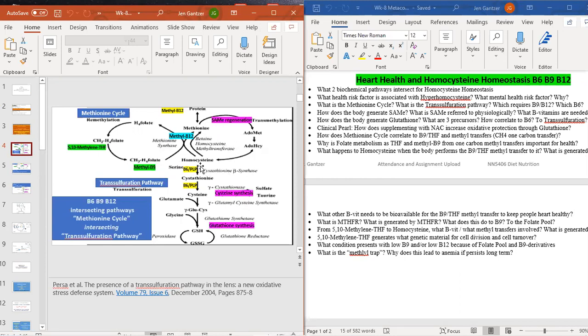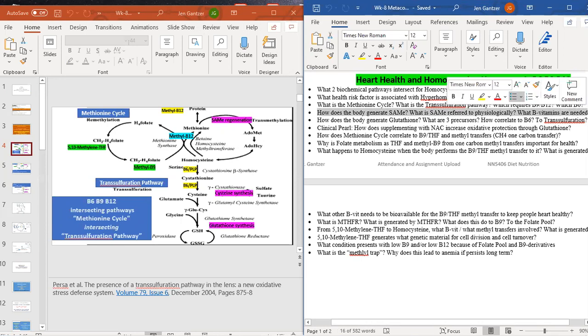However, in order for homocysteine to properly be metabolized in whatever direction our body needs it, we need B6 when we go down transsulfuration, and we need B9 and B12 when we go up into the methionine cycle for SAMe and homocysteine being recycled. So which one is which? We just talked about that. How does the body generate SAMe? What is SAMe referred to, and what B vitamins? I hope you've heard it a couple times. How does the body generate SAMe? It recycles homocysteine in the methionine cycle.